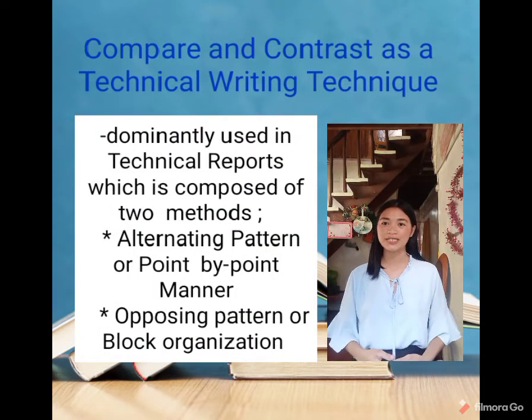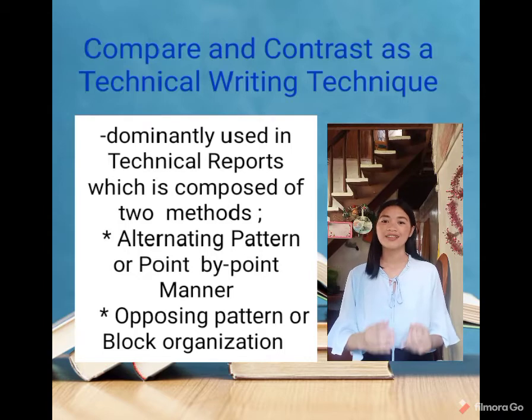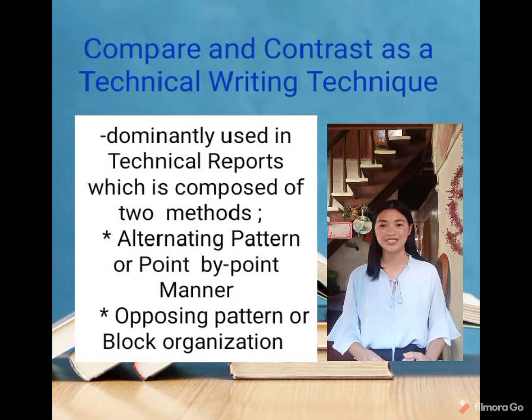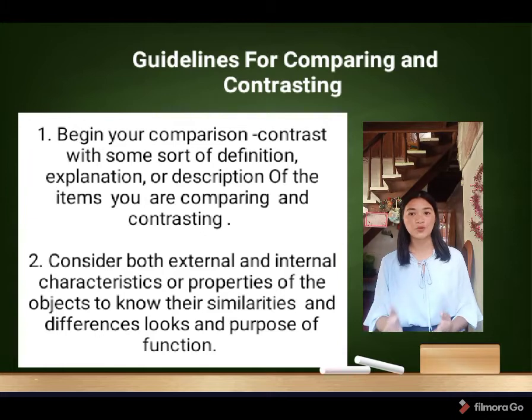Comparison and contrast is a technical writing technique that is dominantly used in technical reports, and it has two ways. First, the alternating pattern or point-by-point manner, and second, the opposing pattern or block organization. This time, I will discuss the guidelines for comparing and contrasting things. Let us set, for example, technical writing and literary or fiction writing.